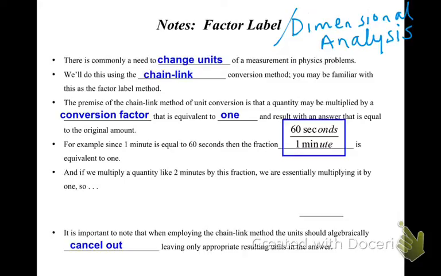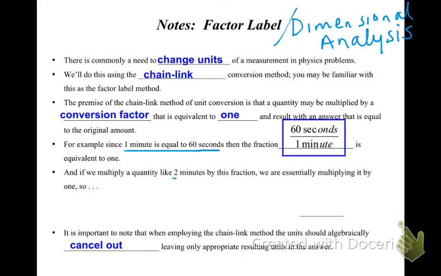So for example, we know that 1 minute is equal to 60 seconds. So the fraction that we're talking about is 60 seconds over 1 minute. If we multiply a quantity like 2 minutes by this fraction, we're essentially multiplying it by 1, because 60 seconds is a different unit than 1 minute. Minutes and seconds are different units.